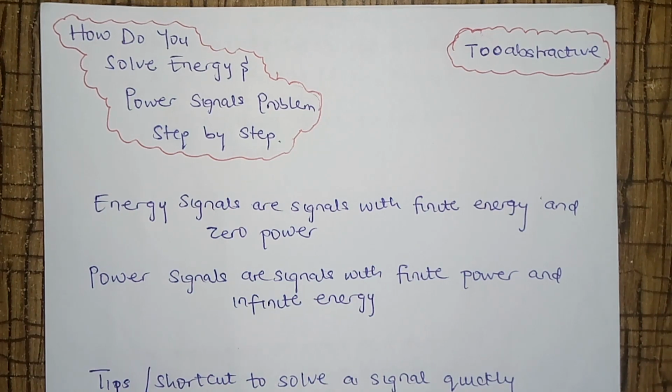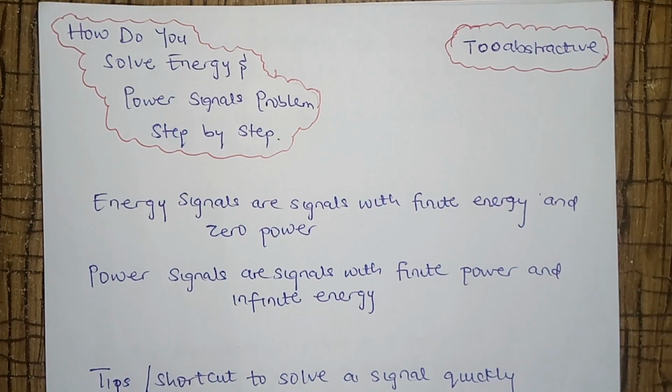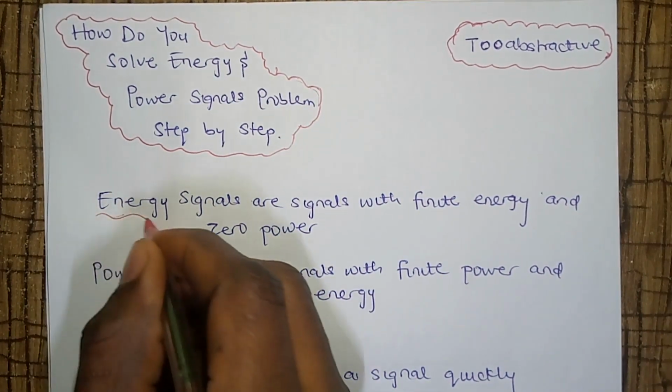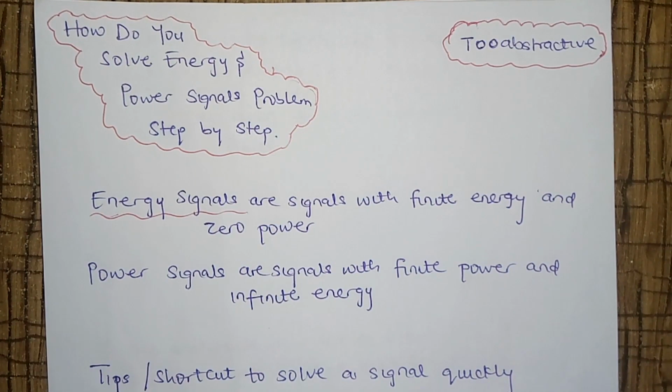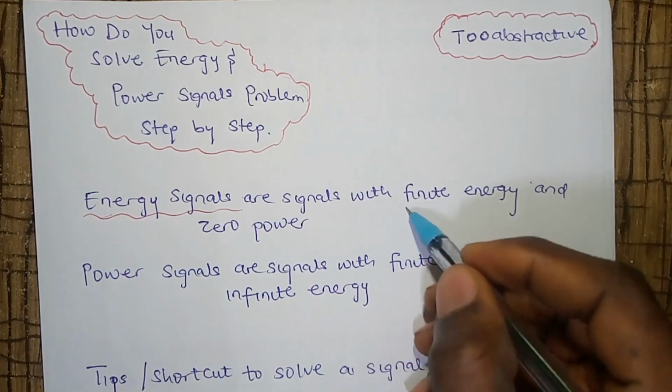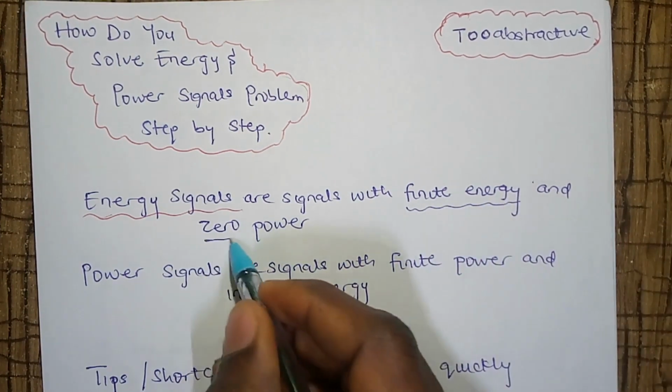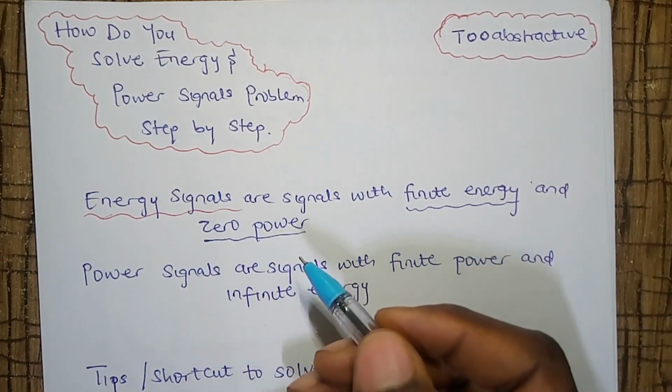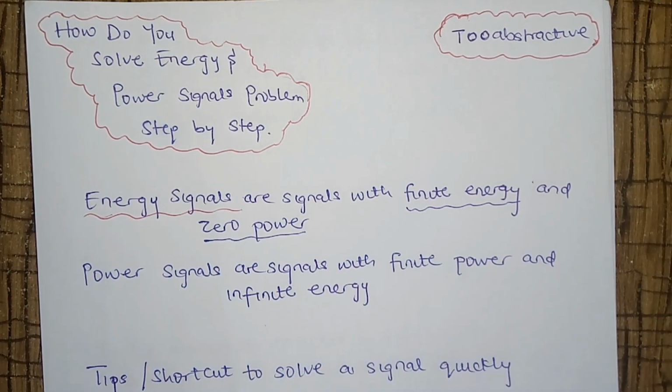Alright, let's go. Firstly, what we need to understand about this concept is that an energy signal is a signal with finite energy and zero power. You need to take note of this. It has a finite energy but has zero power. So whenever you have a signal and it has a finite energy, like having a value 1, 2, 3, or whatsoever, but the power, when you try to solve for the power, is zero, then that signal is an energy signal.